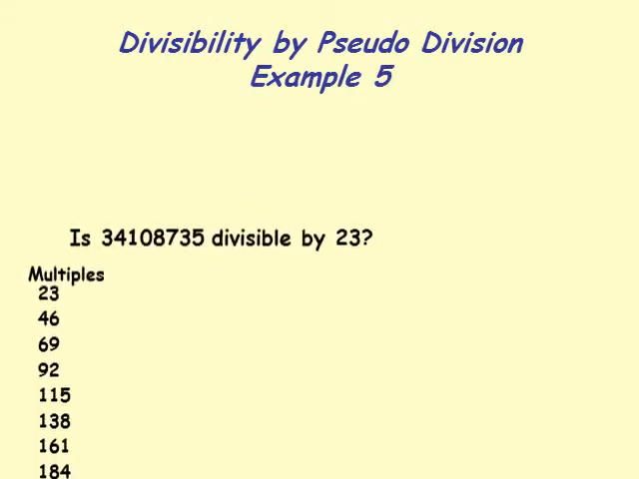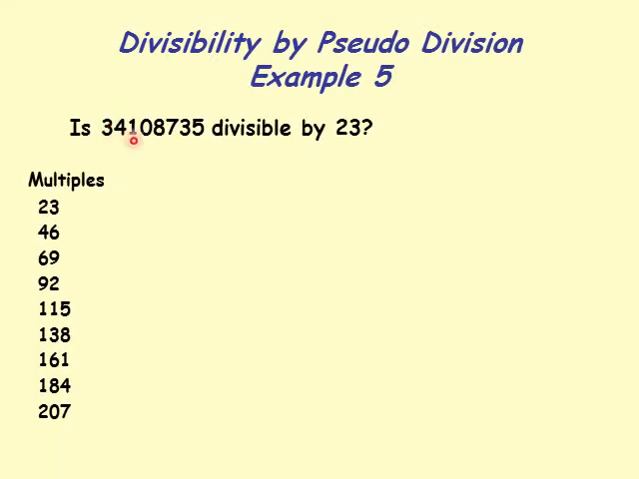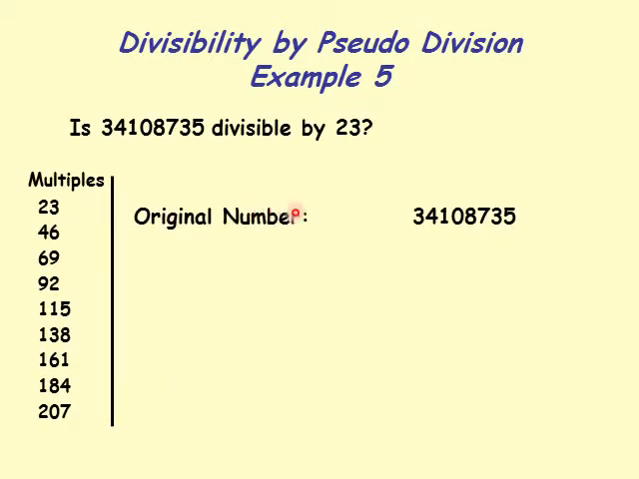Another example here: is 34108735 divisible by 23? And here's my cheat sheet: multiples of 23: 23, 46, 69, 92, 115, and so on. Let's continue here. Here's the original number, 34108735. So we'll start taking away multiples of 23.